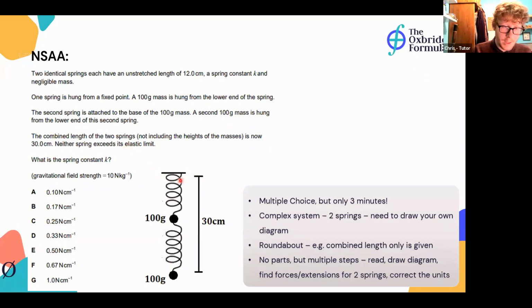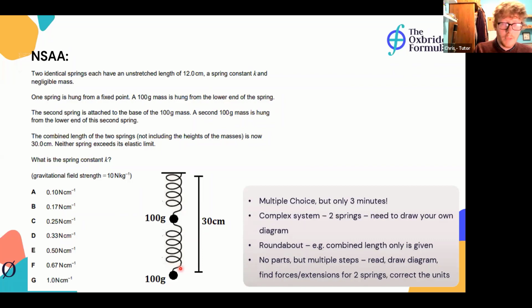So we've drawn it here. We've got 2 springs attached. And if we read the task at the end, it says the combined length is 30 centimeters. So the information you're given is not given in the most straightforward way. They don't say, here's the extension of this spring, here's the extension of this spring. They tell you the total length, and you've got to use that to figure out what's happening to each spring. And typically there are multiple steps you have to go through to get to the answer. It's not just one calculation.